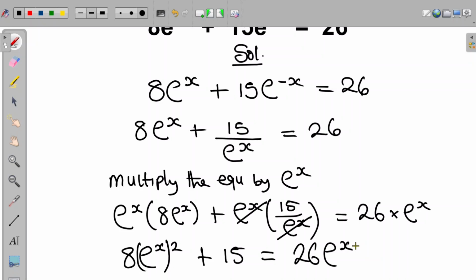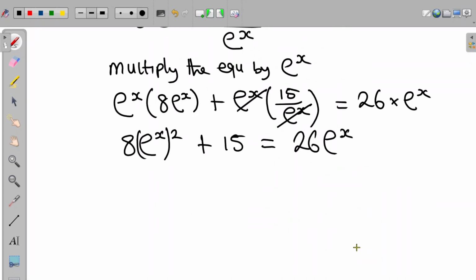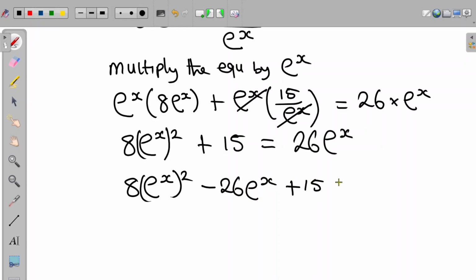Now at this point, we can express this equation in this form. We have that this becomes 8 multiplied by e to the power of x all squared. If we move 26 multiplied by e to the power of x, it becomes negative 26 e to the power of x plus 15, which is equal to 0.